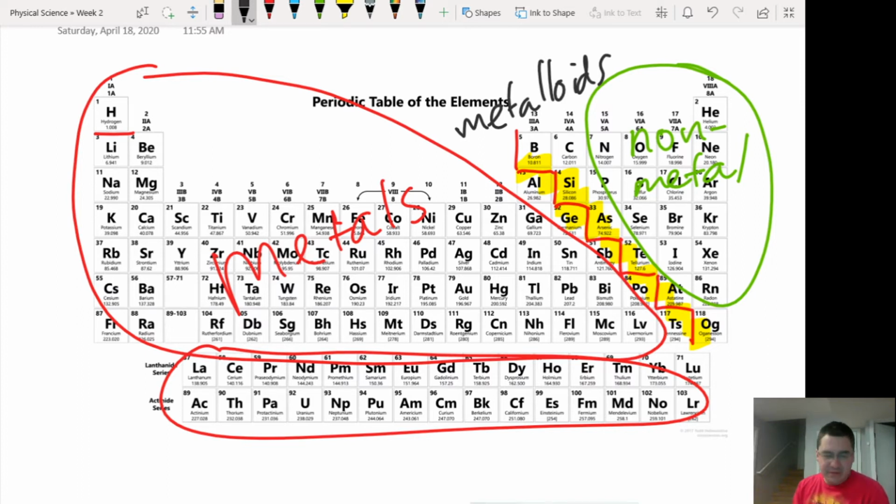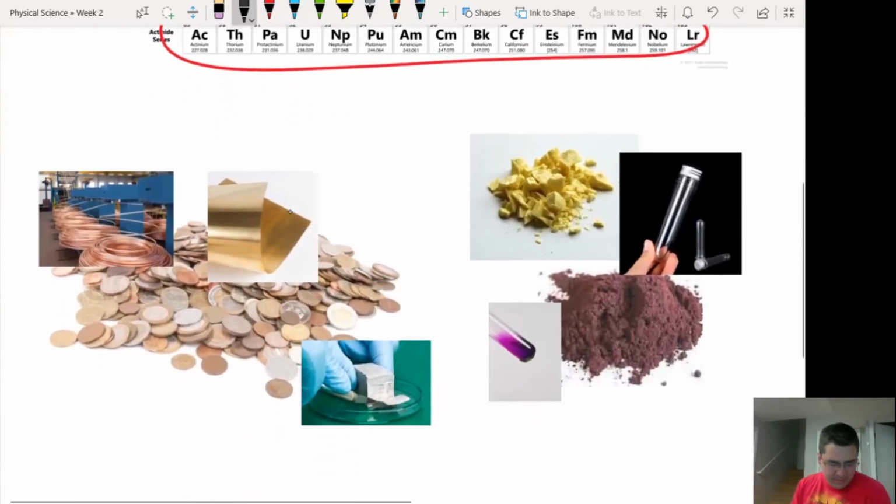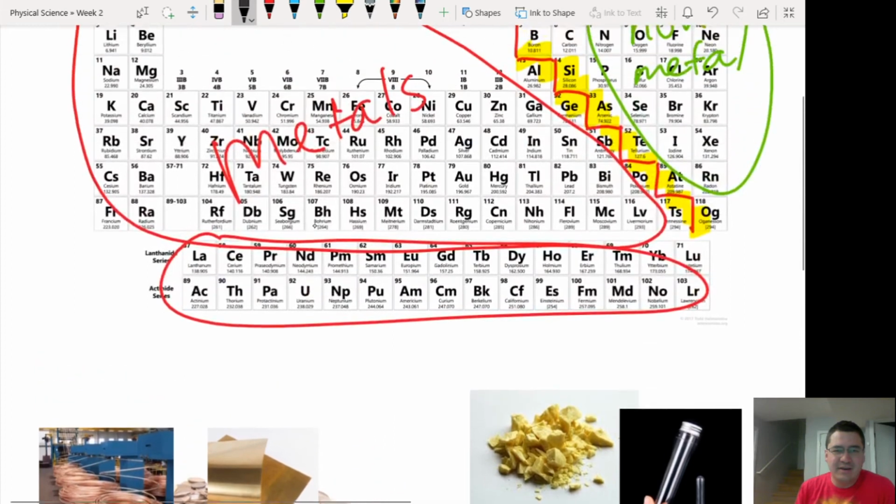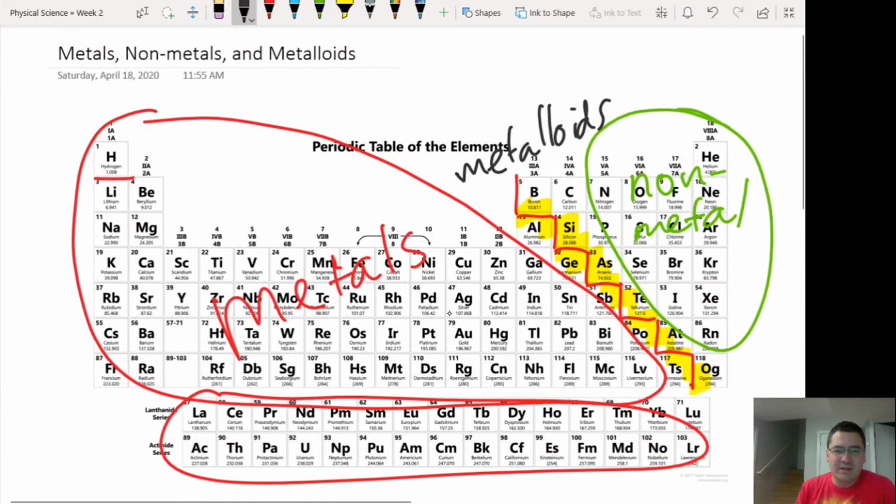So let me scroll down. Metals, like maybe you think gold or copper or aluminum or iron. Those are common metals, but it turns out about 70% or 80% of the periodic table are considered metals. So even things like calcium: you think, oh, calcium's good for my bones. Well, calcium is a metal, right?